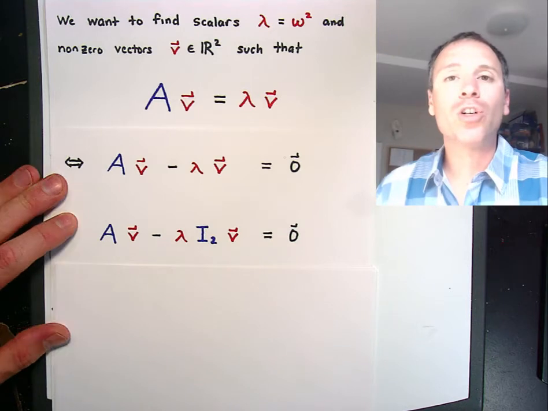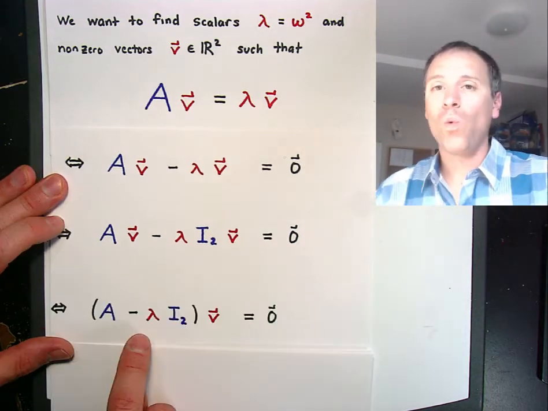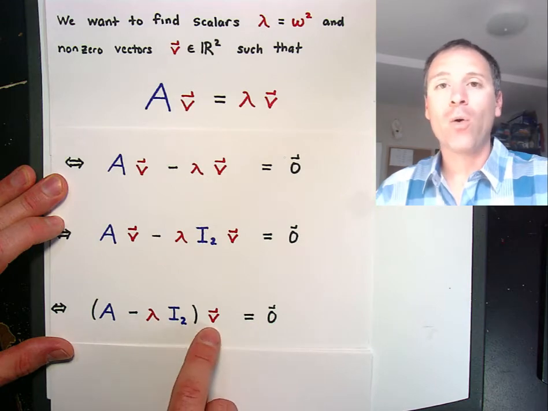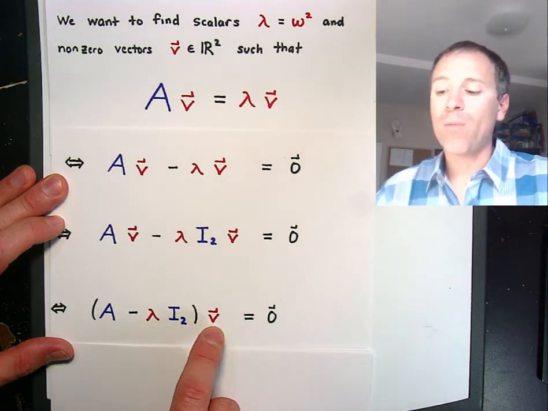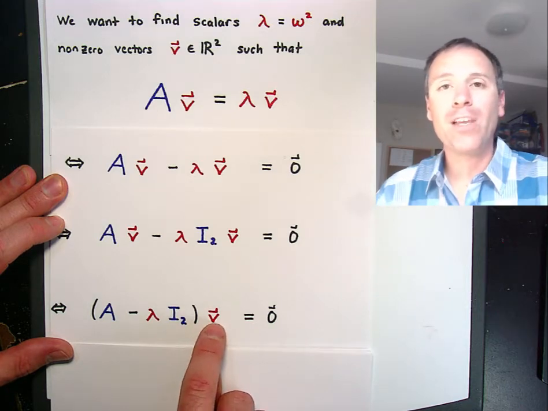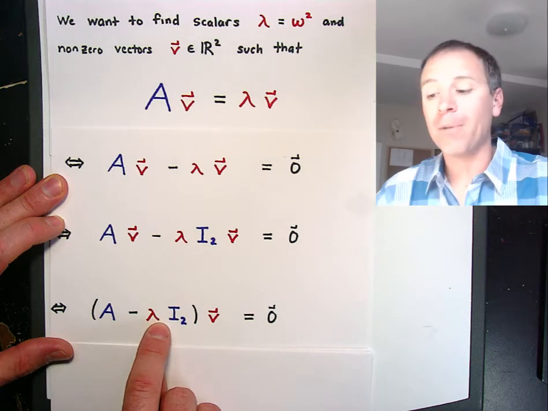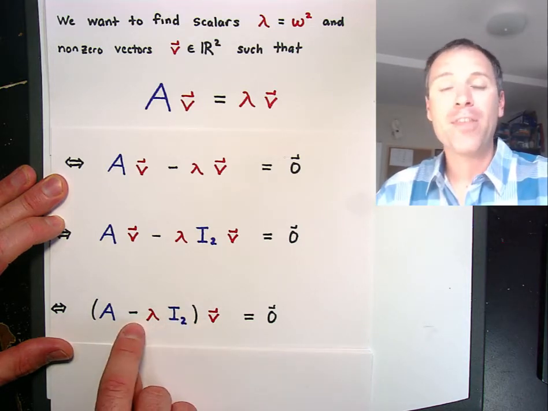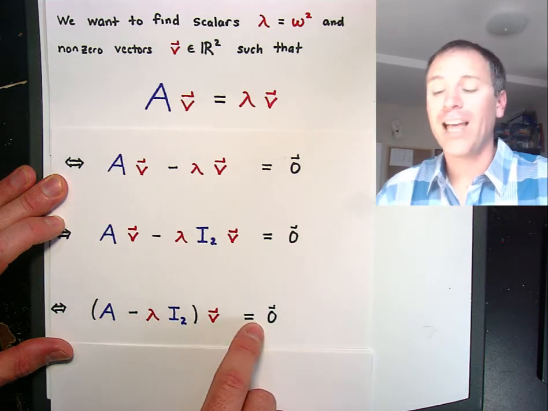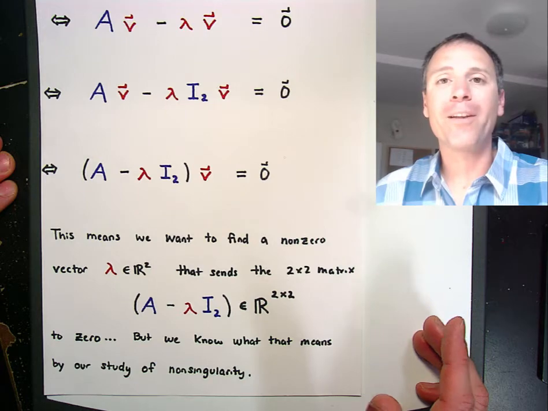Notice that both terms have a factor of vector v on the right-hand side. We can actually bring that vector out. So now we're looking for a non-zero vector v such that we multiply that non-zero vector v by the matrix A minus unknown scalar lambda times I2. That non-zero vector sends this matrix to 0. That's the 0 vector. But let's refer back to our knowledge of linear algebraic theory.